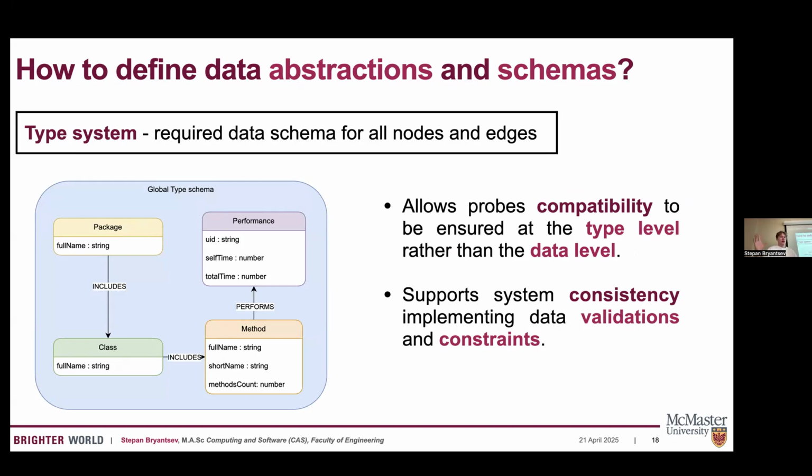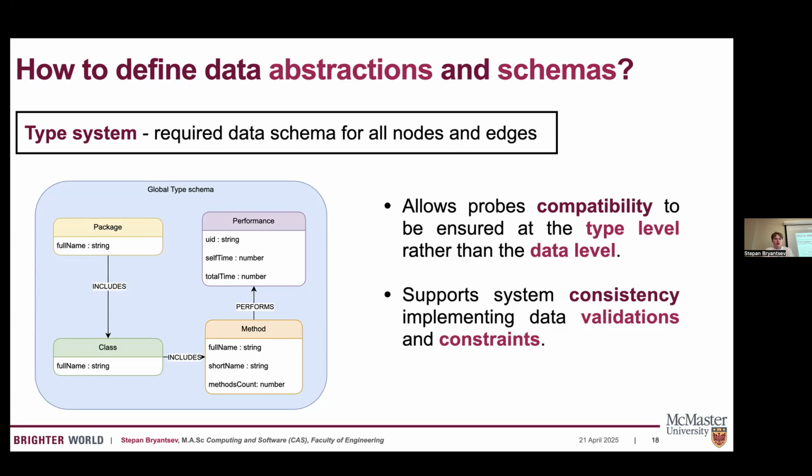We invented a type system that is basically a data schema for all nodes and edges. This type schema is required to be provided by each probe. So the probe tells you what kind of data it will provide. You can think about the type system as classes, like a UML class diagram, or an SQL schema. This defines what kind of data we are expecting, and this is why it is beneficial.